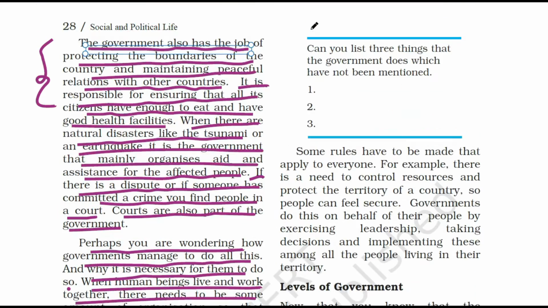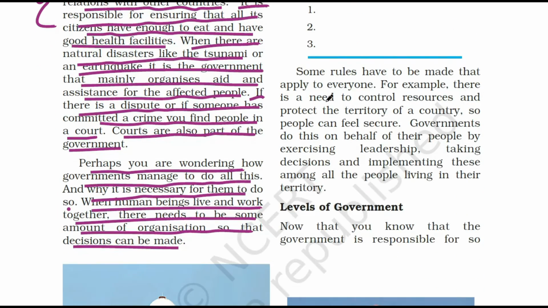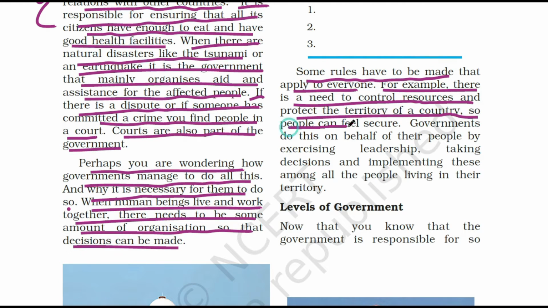So moving on, some rules have to be made that apply to everyone. For example, there is a need to control resources and protect the territory of a country so people can feel secure. Absolutely, because somebody has to take decisions. I mean, key decisions, like controlling the resources, like the minerals and petroleum and so on, and also to protect the territory of a country from foreign invasions, from threats.